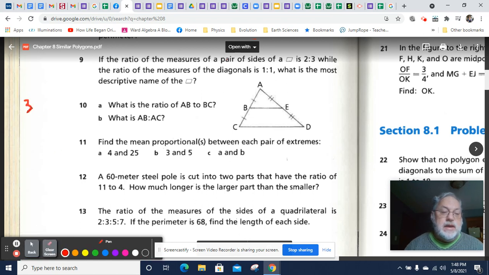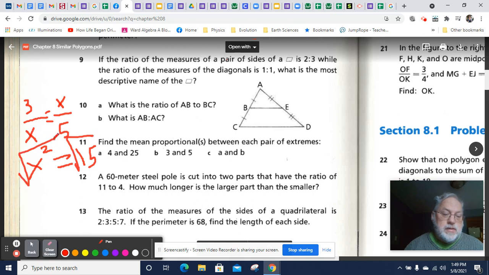So I'll say 3 and 5. And we don't know what our means are, but we know they're a mean proportional, so they're the same thing. So that means that x squared equals 15. x times x equals 3 times 5. And so x is going to be the square root. Okay, so x will be the square root of 15.